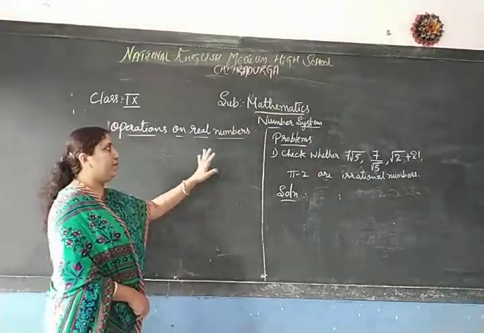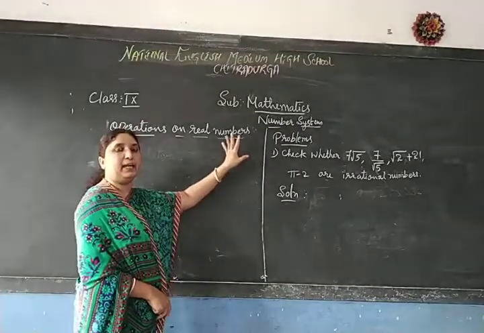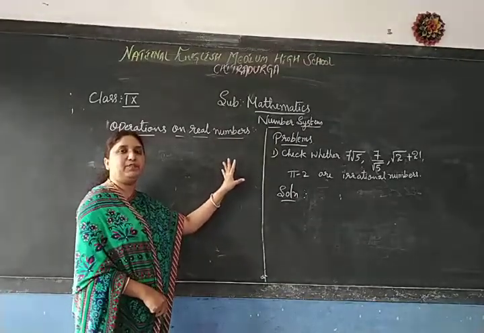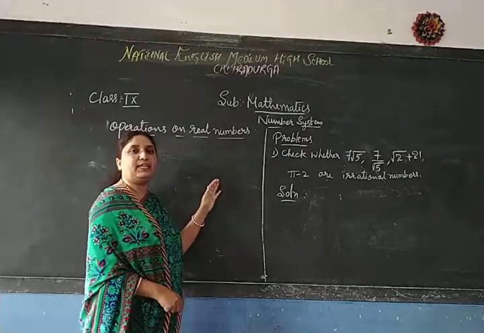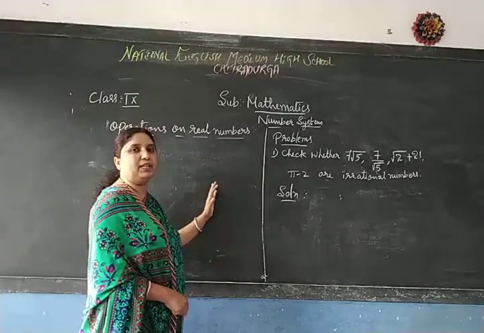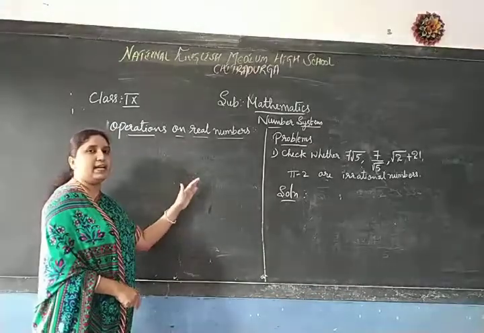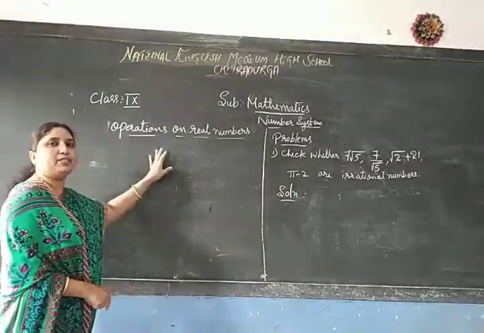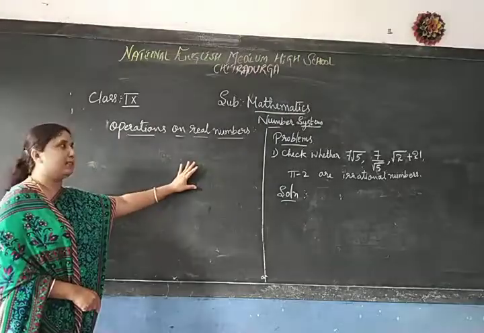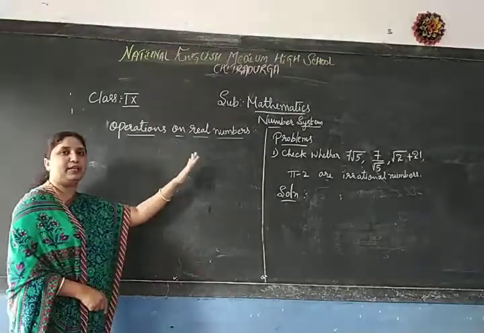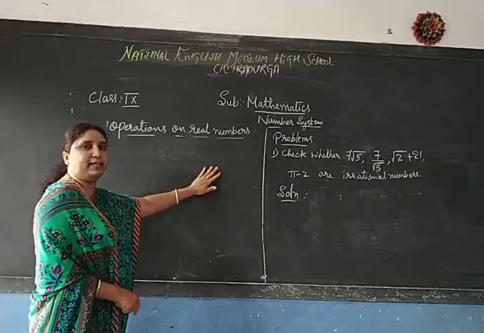So, we were discussing the chapter number system. In the previous class, we learned about the decimal expansion of rational numbers and irrational numbers. Now, in this class, we will learn about the operations on rational numbers, or rational and irrational numbers, that is, real numbers.